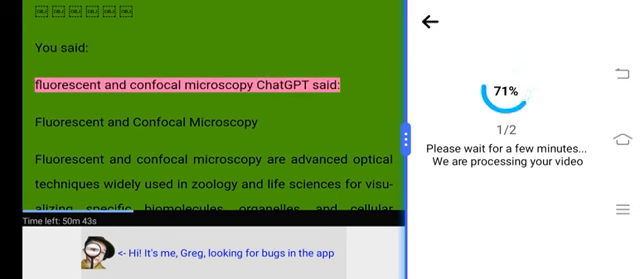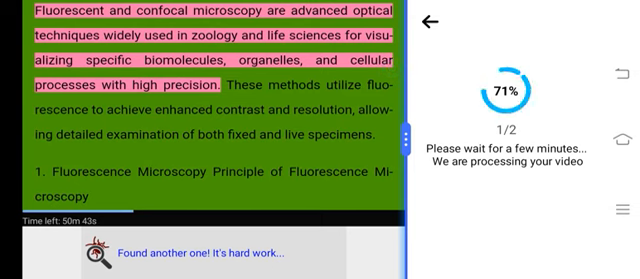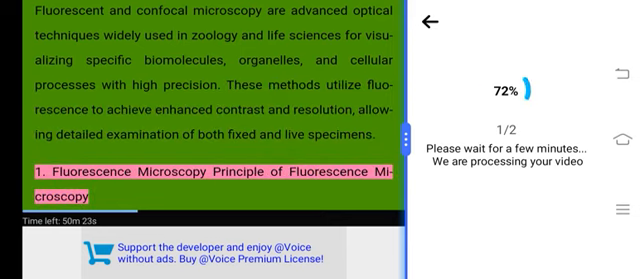Fluorescent and confocal microscopy. Fluorescent and confocal microscopy are advanced optical techniques widely used in zoology and life sciences for visualizing specific biomolecules, organelles, and cellular processes with high precision. These methods utilize fluorescence to achieve enhanced contrast and resolution, allowing detailed examination of both fixed and live specimens. 1. Fluorescence microscopy. Principle of fluorescence microscopy.